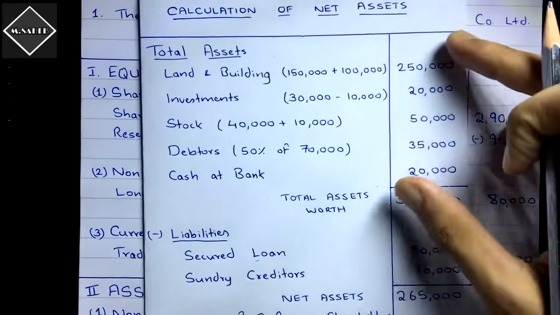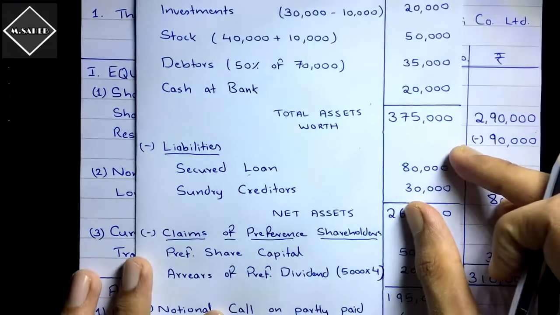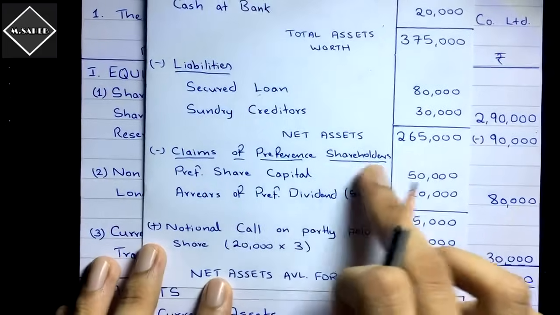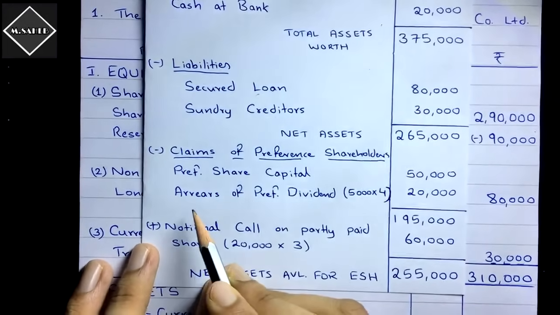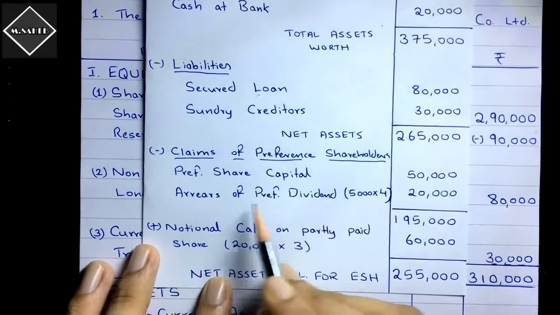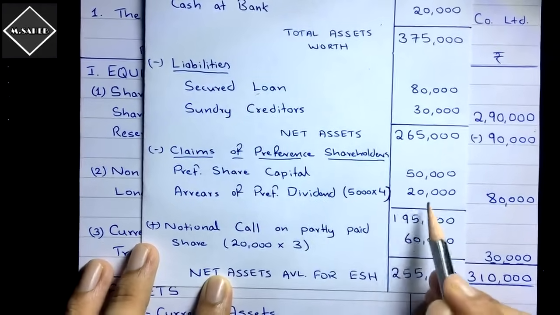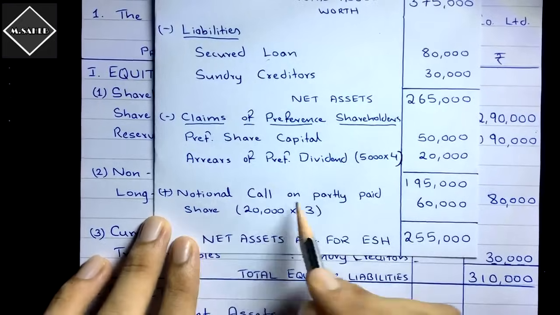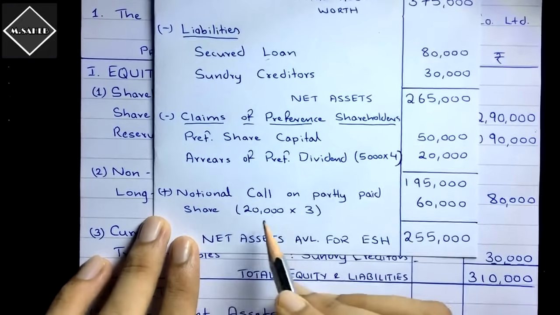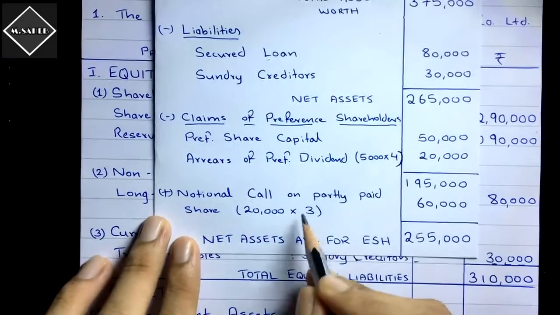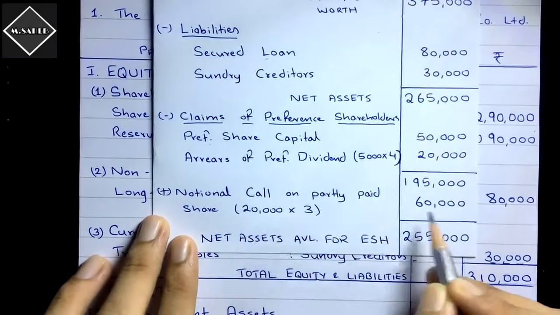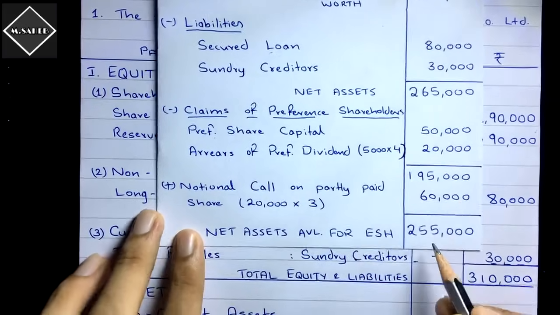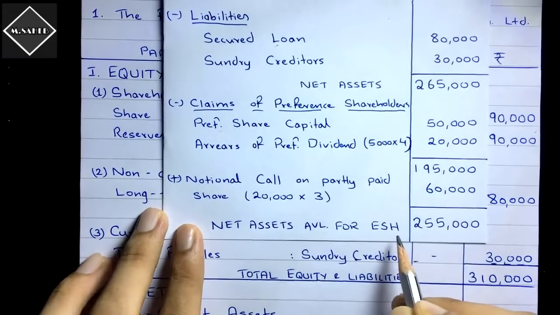First we took total assets, we subtracted the liabilities, right, and then we got net assets, and then we deducted the claims of the preference shareholders, the entire capital, and the arrears of preference share dividend. Okay, we deducted that, and then we added the notional call on partly paid up shares. Okay, 3 rupees was unpaid, so 3 into the number of shares, that is 20,000, in that class of shares only, so that was 60,000. We added that, and we got net assets available for equity shareholders.